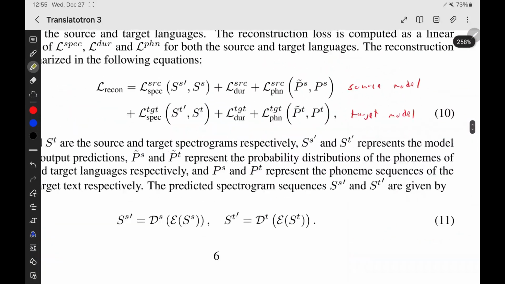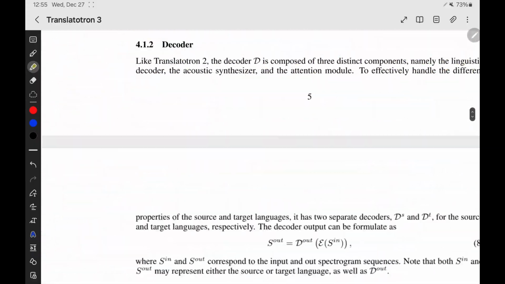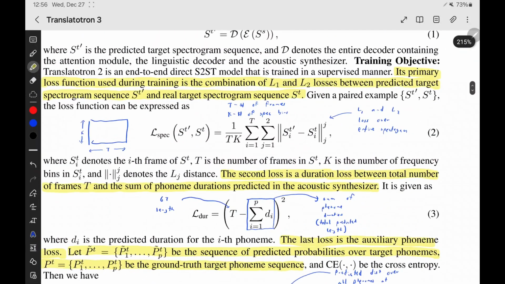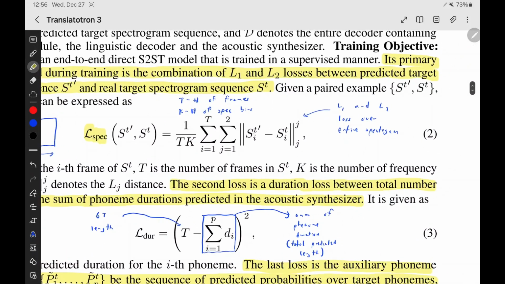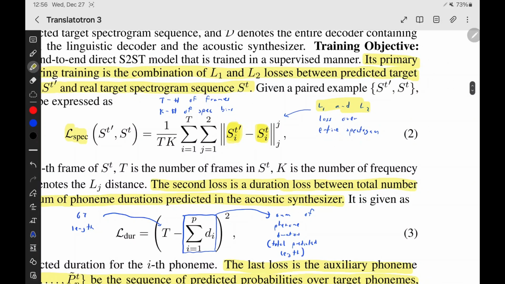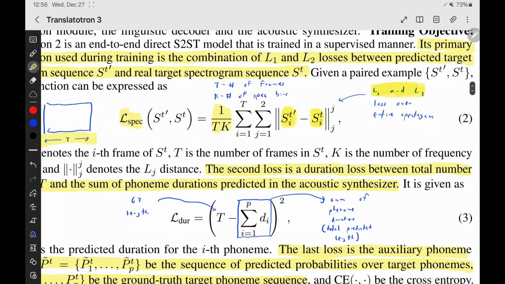More formally, they have them down here. So you have, where is it? Right here. So you have this spectrogram loss. Given a target spectrogram, so a predicted spectrogram and the actual spectrogram, the ground truth, you basically just do an L1 and L2 loss. My bad, it wasn't just L2. It was L1 and L2 loss over the spectrogram, and you just average it over the time and the number of bins. So normal loss.